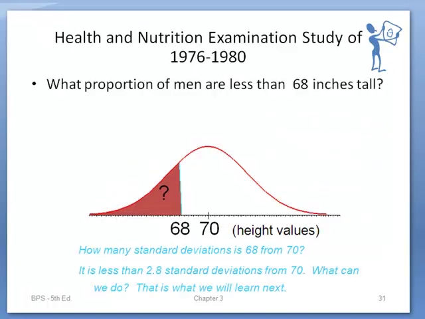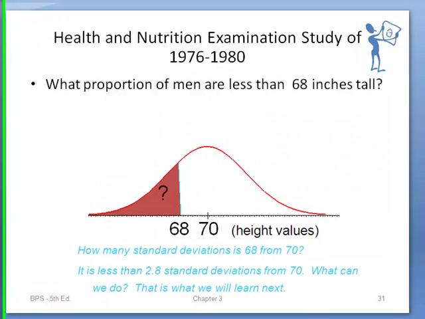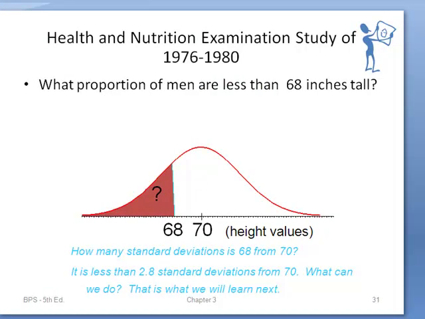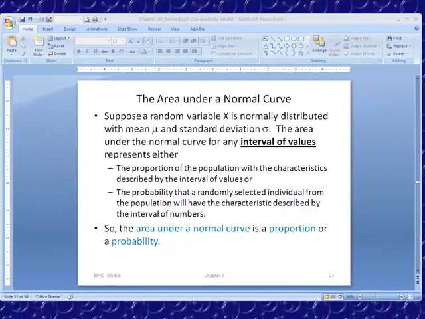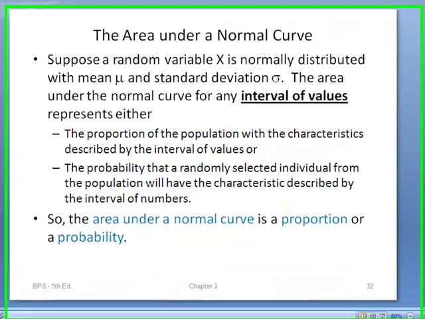Now how are we going to figure out this? What proportion of men are less than 68 inches tall? Well, 68 inches is about 0.7 standard deviations from 70. The empirical rule doesn't work for us. It only works for the integers 1, 2, and 3. So now we've got to figure out a way to do this. And what we're going to be learning next is that we have to use a table to find these answers. But we have to do a couple of things before we can go into the tables. So we're going to learn about the area under the normal curve.